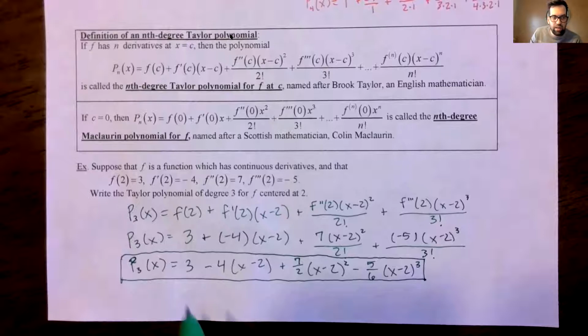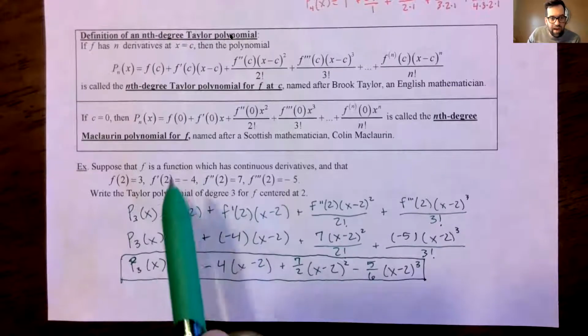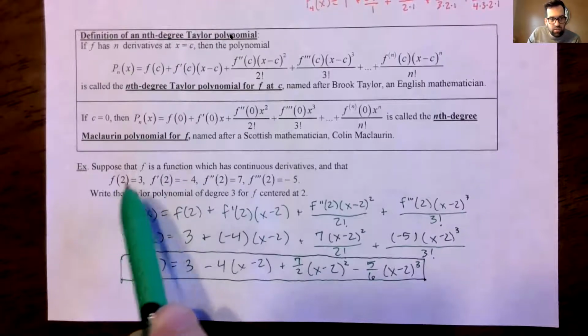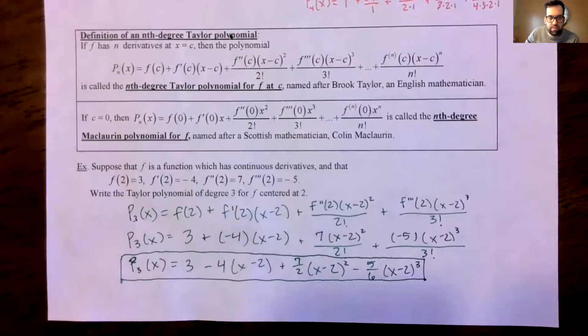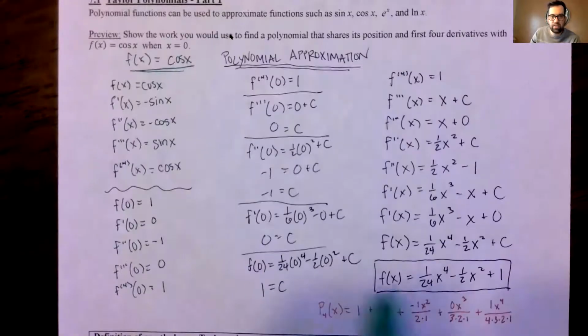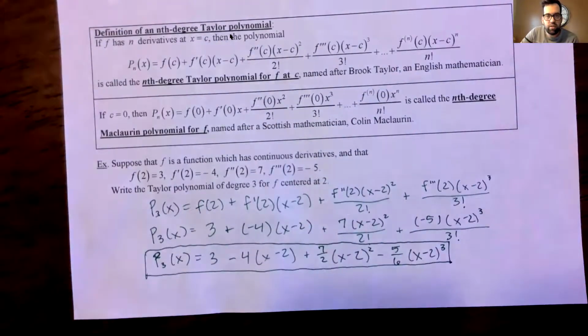Okay, so that approximation is going to match this function at its position when x equals 2 and its first three derivatives. All right, and we saved ourselves a ton of work. We didn't have to do any of this extra work that we did at the top of the page. So we've got a couple more problems, so let's flip over to the back.